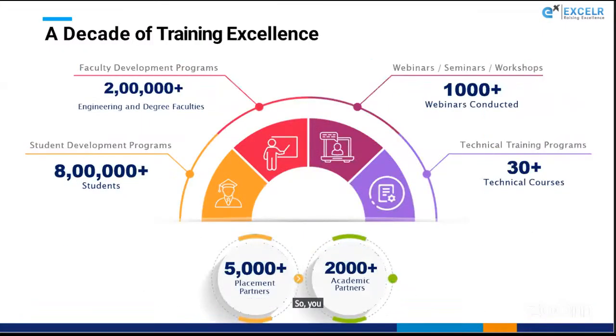So you can see here, we have a decade of training excellence. We have conducted almost 1,000 plus webinars and 30 plus technical courses. We have trained almost 2 lakh faculties through the faculty development program and around 8 lakh plus students in the student development program. So this is how our system works. And this is not a one-time program, but a continuous process where we try to upskill our learners in the best way possible.